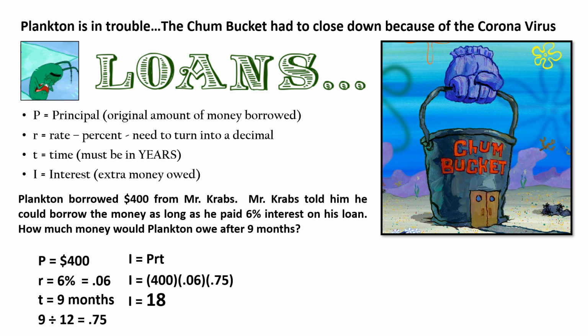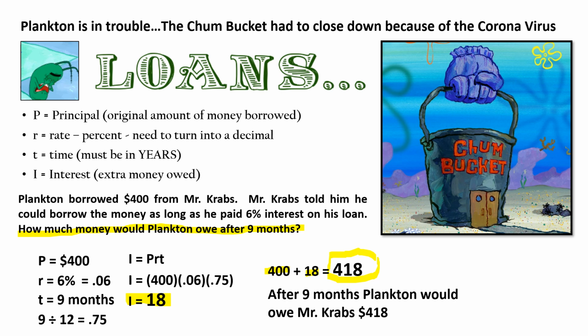So if the question that I'm asking for you is after 9 months, how much money would Plankton owe? So he owes this $18, but he also borrowed the original $400. So the total amount that he's going to owe after 9 months, you're going to take the original amount that he borrowed, $400, and add that 18 to it to see that he owes Mr. Krabs a total of $418 after 9 months. Not too bad. You'd think Mr. Krabs would want more than just an extra $18, but after 9 months, he's going to pay him back that $418 because of the interest that was charged. So it says again, after 9 months, Plankton would owe Mr. Krabs $418.